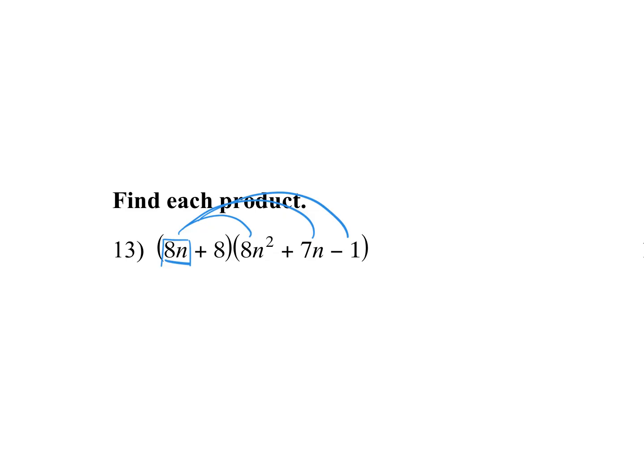So I'm going to do 8n times 8n squared. Again, you can do your number times your number. So 8 times 8 is 64. All right, and then n times n squared. Keep in mind this n has an exponent of 1. Don't forget that. It's going to be n to the third. 8n times 7n is going to get you 56n squared. Again, n to the first and n to the first is n squared. 8n times negative 1 is going to get me negative 8n.